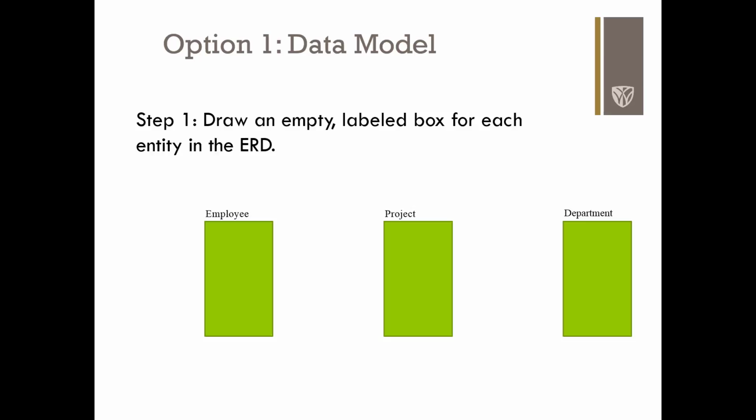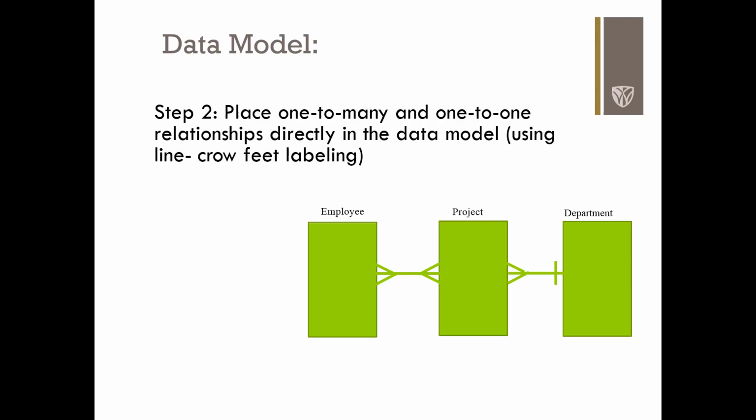One way to do that is to draw what is referred to as a data model. So we start off with our ER diagram. Each entity from our ER diagram is going to be represented by a single box. So we've got employee, project, and department. Next step is to describe what the relationship is between each of those. So just taking it directly from our ER diagram, we had a one-to-many relationship between project and department, and a many-to-many relationship between employee and project.